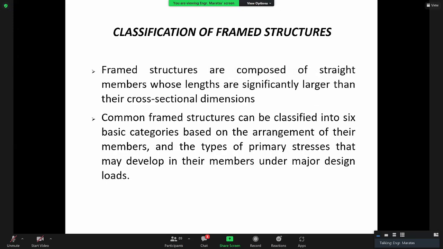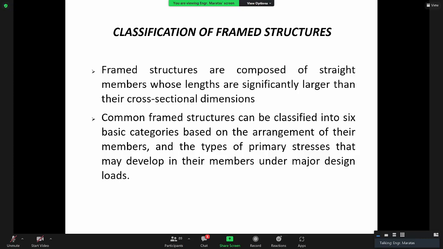Okay, now let's go to the classifications of frame structures. Remember, matrix structural analysis is only limited to frame structures. Okay? So, what are these frame structures? No? Frame structures are composed of straight members whose lengths are significantly larger than their cross-sectional dimensions. Okay? So the length is significantly larger, no? Much greater than the cross-sectional dimensions.